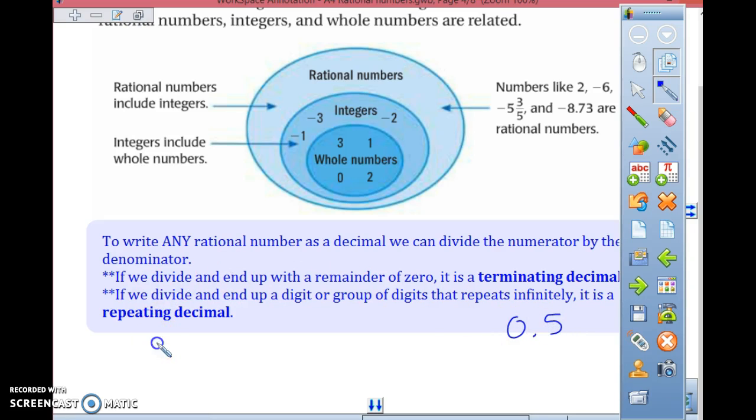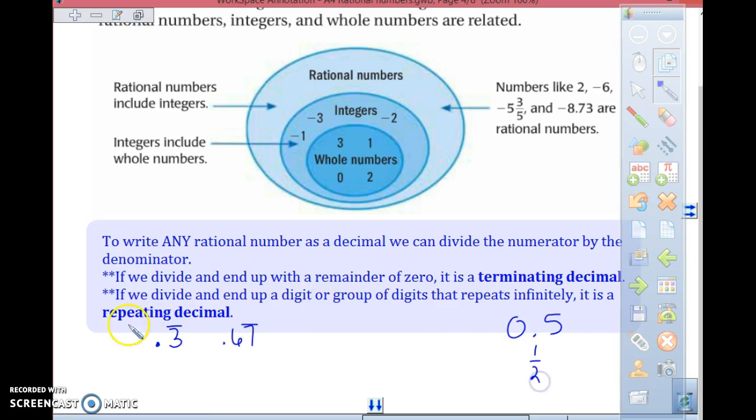A repeating decimal would be 0.3 repeating, or 0.67 with a 7 repeating. So repeating would have a bar over it. Both of these examples would be rational because they can be written as a fraction. 0.5 is a half, 0.3 repeating is 1/3.